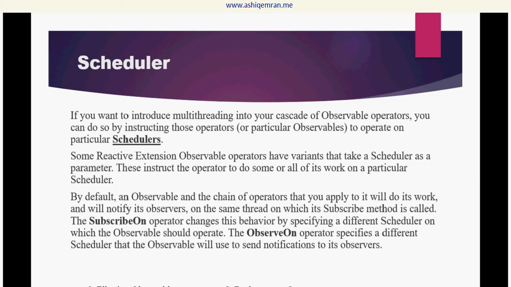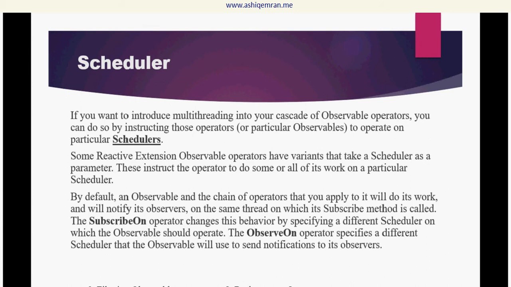Scheduler. This is the most important thing here. If you want to introduce multi-threading into your cascade of observable operators, so we have so many operators, if we want to introduce multi-threading here, you can do so by instructing these operators to operate on a particular Scheduler. Some reactive extension observable operators have variants that take a Scheduler as a parameter. So this instructs the operators to do some or all of their work on a particular Scheduler.